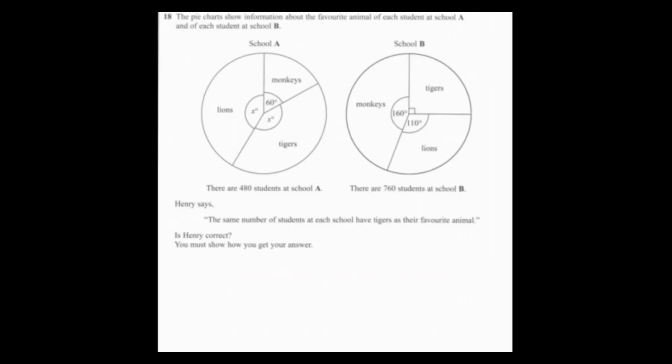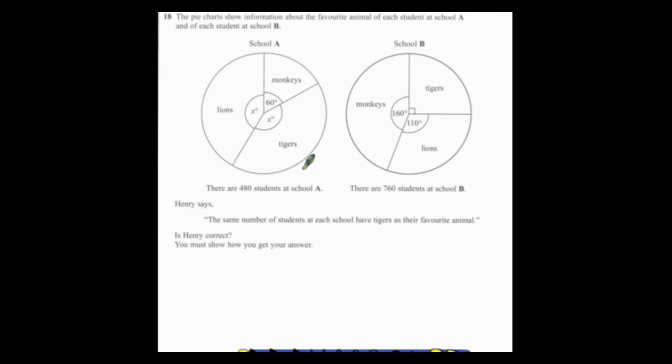Question 18. The pie charts show information about the favourite animal of each student at school A and each student at school B. So we have 2 pie charts and they show their preferences as to whether they like lions, monkeys or tigers. This is broken down into degrees for us, and we also know how many students there are at each school. Henry says the same number of students at each school have tigers as their favourite animal. We need to know whether it's correct and show our working.